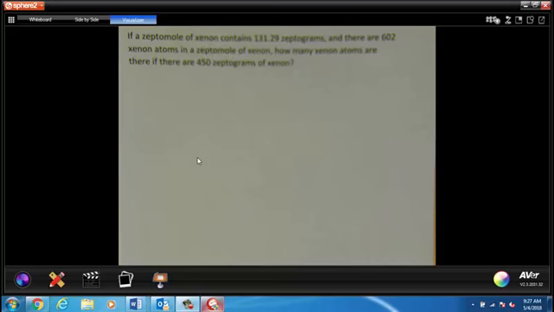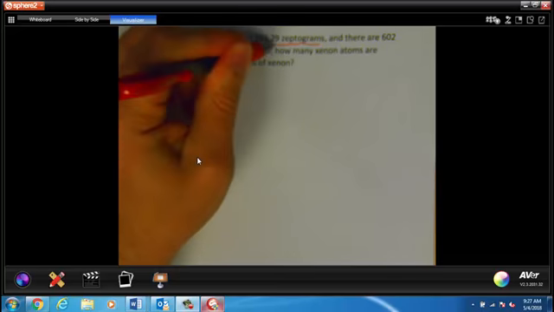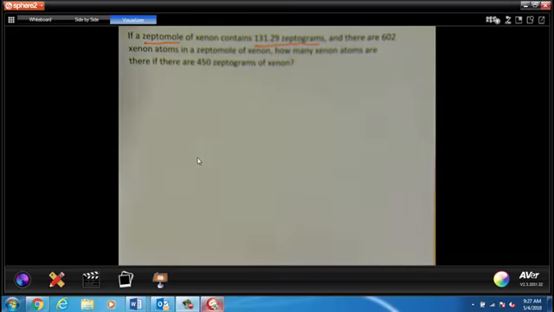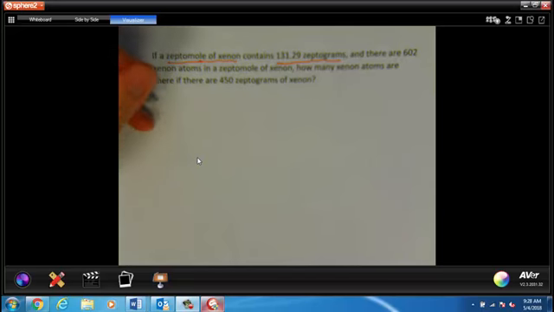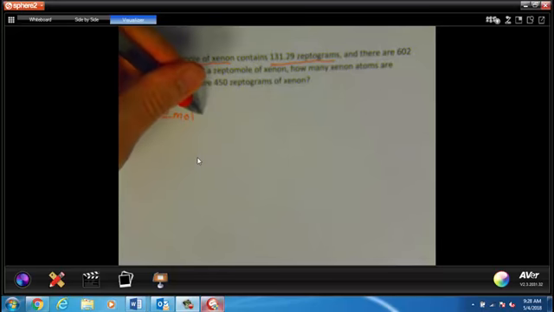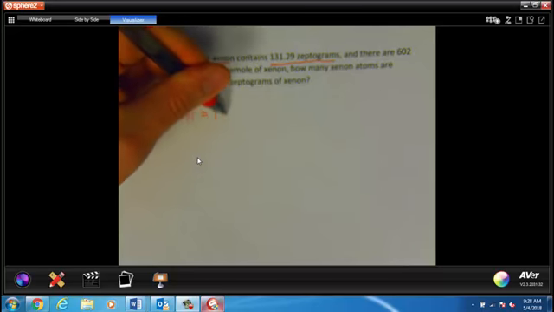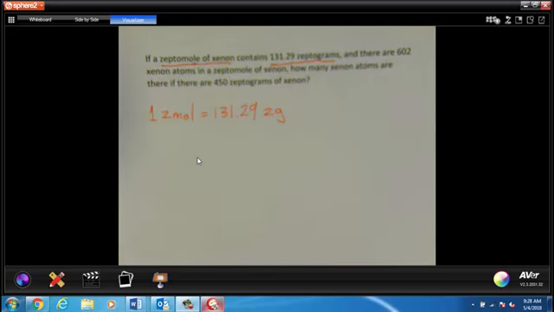So it says if a zeptomole of xenon contains 131.29 grams. So let's go ahead and write that as a conversion factor. We're just going to make a little table down here, and I'm going to write z-mole for zeptomole just to abbreviate that. There's not really another way that we could interpret that. So 1 z-mole equals 131.29 Zg for zeptograms.